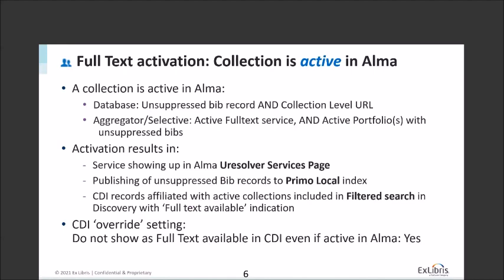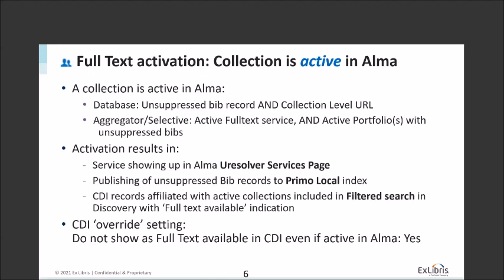So how can you make a collection active in Alma? It's a bit different for different types of electronic collections in Alma. First of all, you have database types of collections, and you have aggregator or selective types of collection. The difference is that databases don't have portfolios; they're just one record in the one collection record. So a collection is active in Alma when it's of type database if it has an unsuppressed bib record and a collection level URL. That will make it active in Alma and get the blue indication.